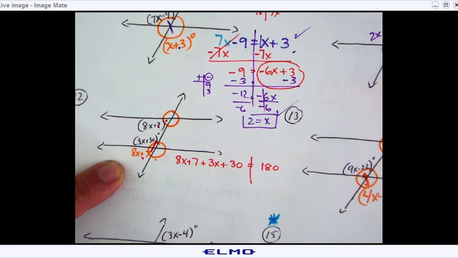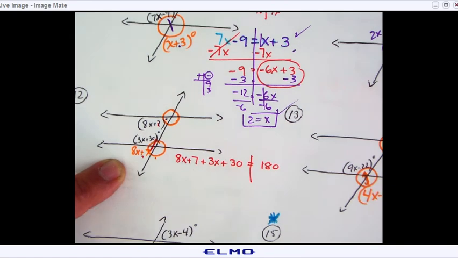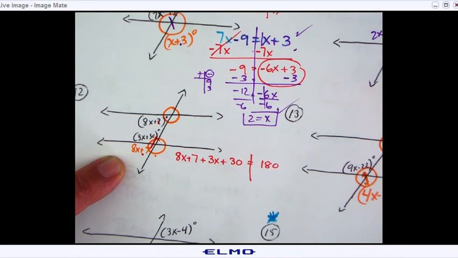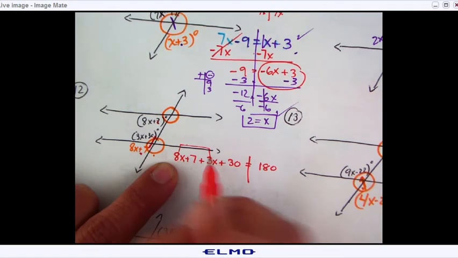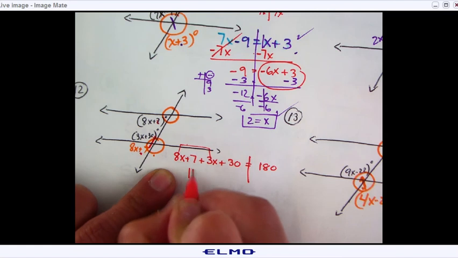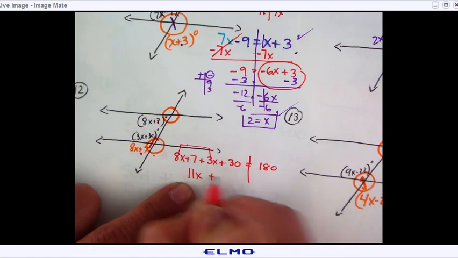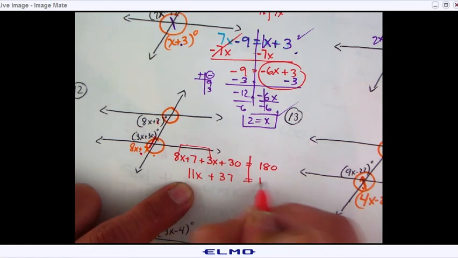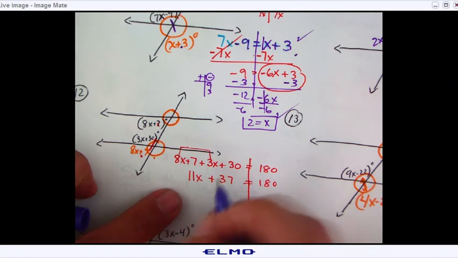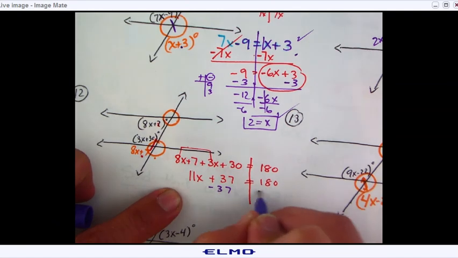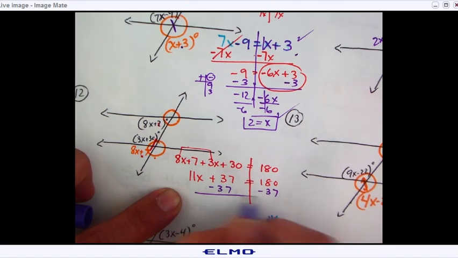All right, there you go. Let's set it up. Nice. So now what do we do? We go ahead and add these. 8x plus 3x is 11x plus 37 equals 180. Then what do we do? Minus 37, minus 37.